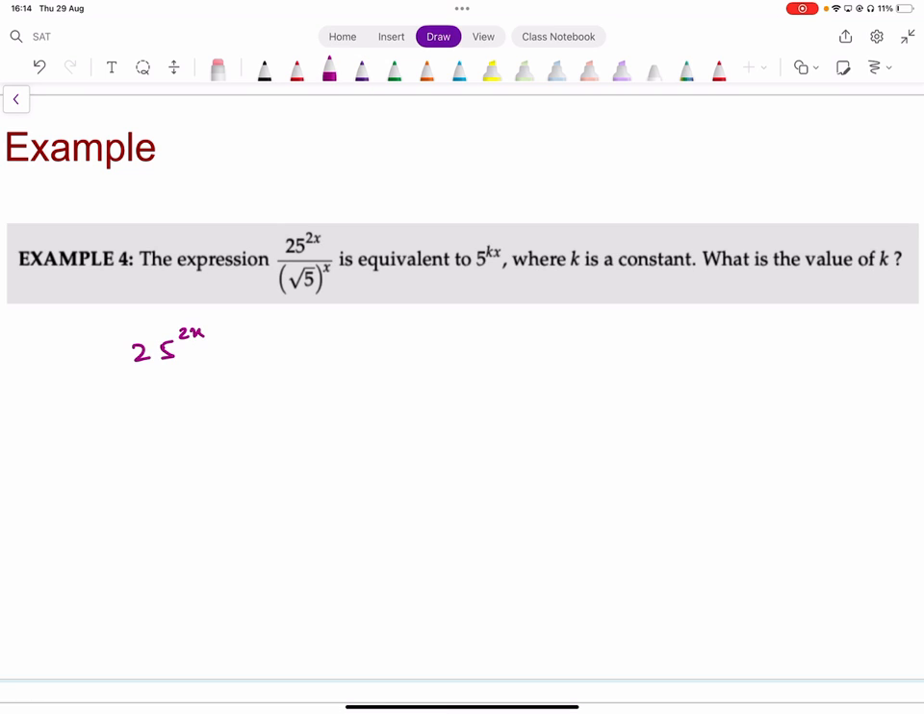25 raised to power 2x divided by under root 5 whole power x. We are given that this is equivalent to 5 raised to power kx, where k is a constant. What's the value of k? So this needs to be written as 5 raised to power kx, and we need to find the value of k from that. Take 30 seconds, try this and see what you get. 25 power 2x over under root 5 power x. You need to write this whole thing as a power of 5.